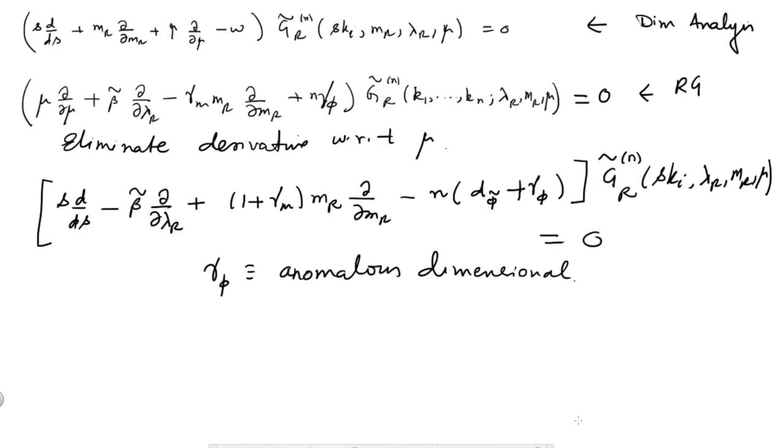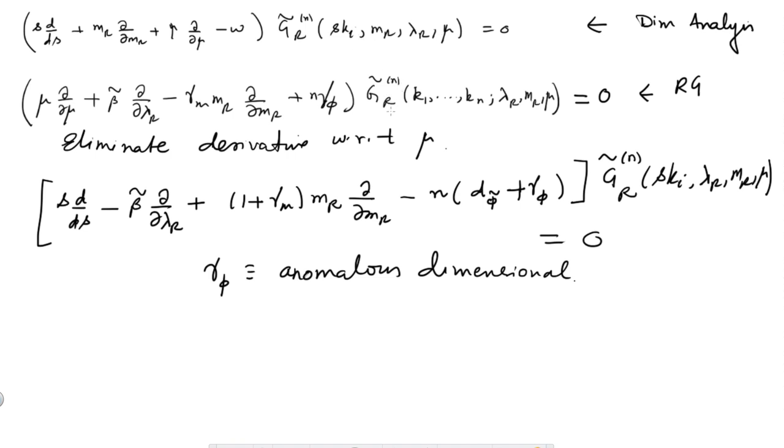Okay, let's continue our discussion on renormalization group equations. So let me remind you what we have done so far. You see the first equation here. This was based purely on dimensional analysis. We had scaled all the momenta by a factor of s. S is a dimensionless number, it could be 2, 10 or 1000 or whatever. So you are scaling all the momenta, and then the renormalized Green's function satisfies this equation.